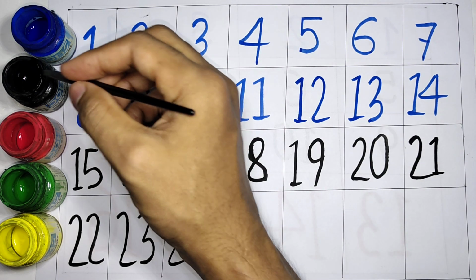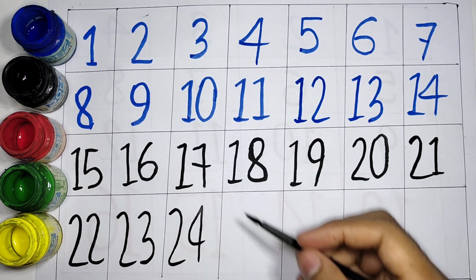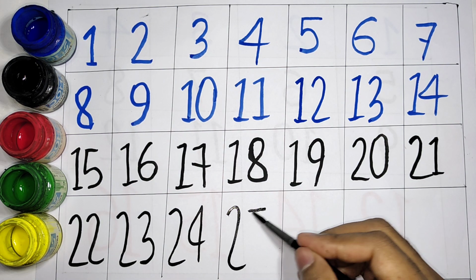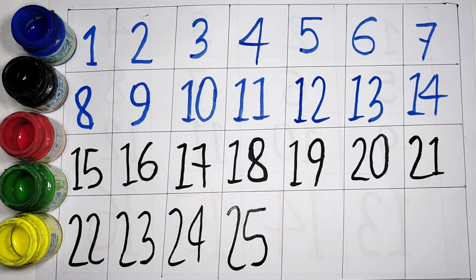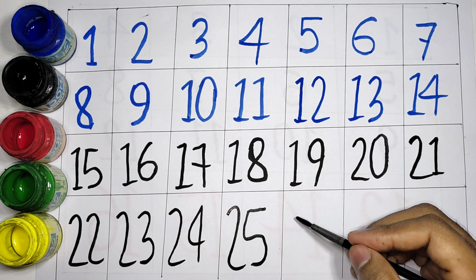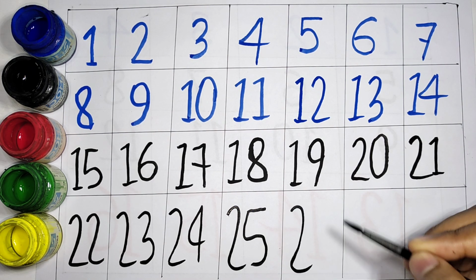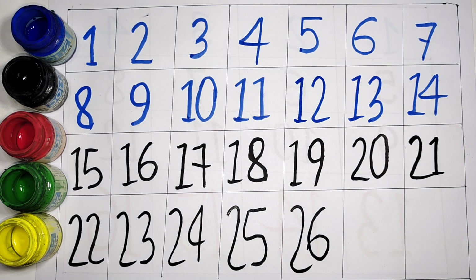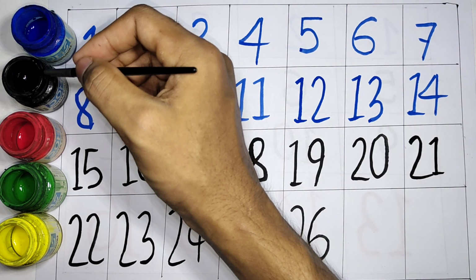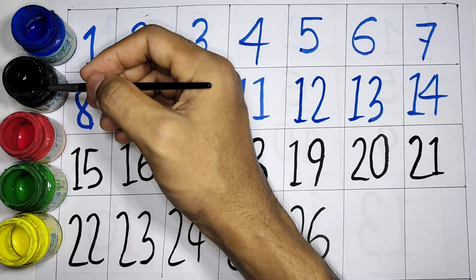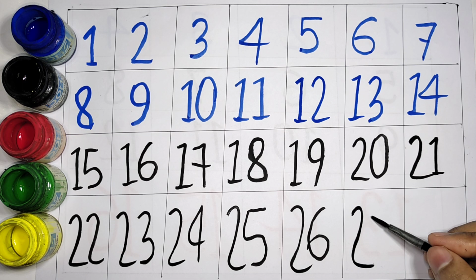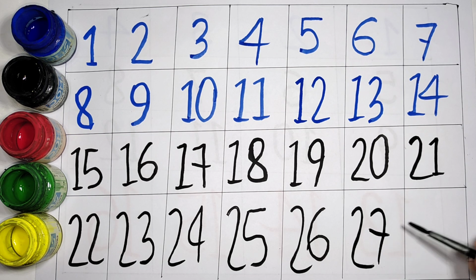Now we draw 25. The next one is 26. Now we draw the number of 27. The last one is 28.